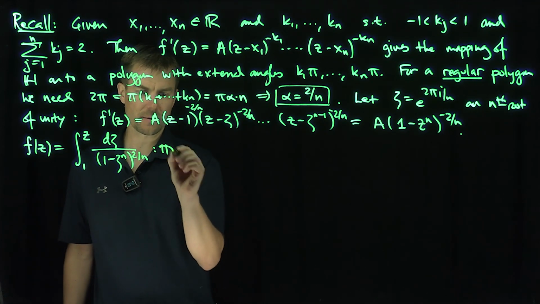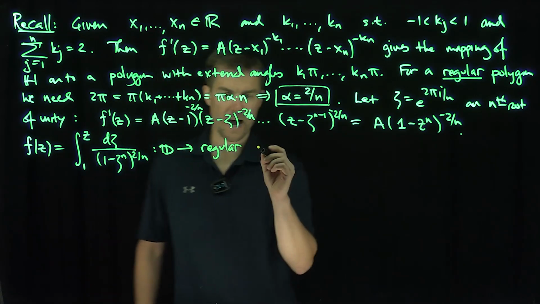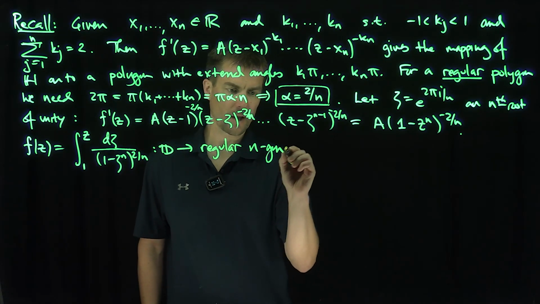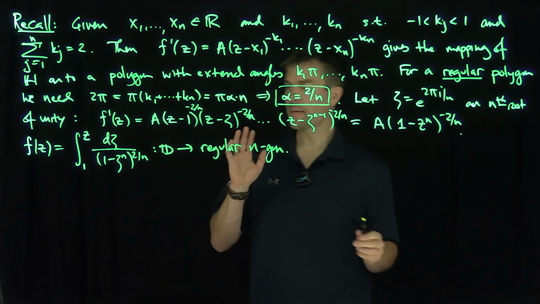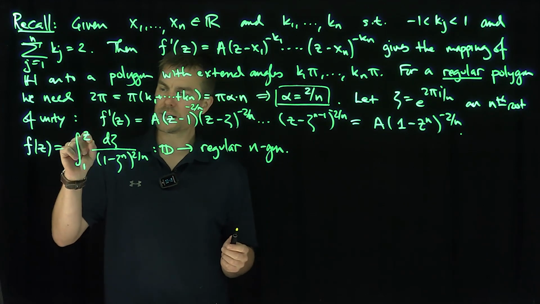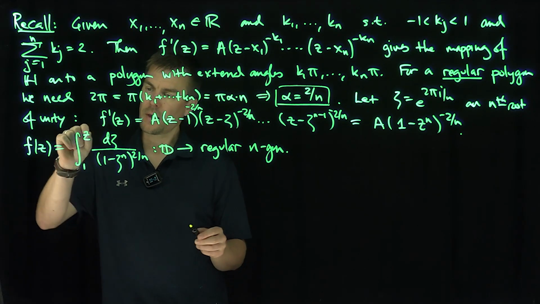This maps the unit disk onto a regular N-gon. Okay, now let's analyze this carefully. Let's figure out properties of this regular N-gon. And it should be clear because I go from 1 to zeta, for example, or those are the roots of unity.